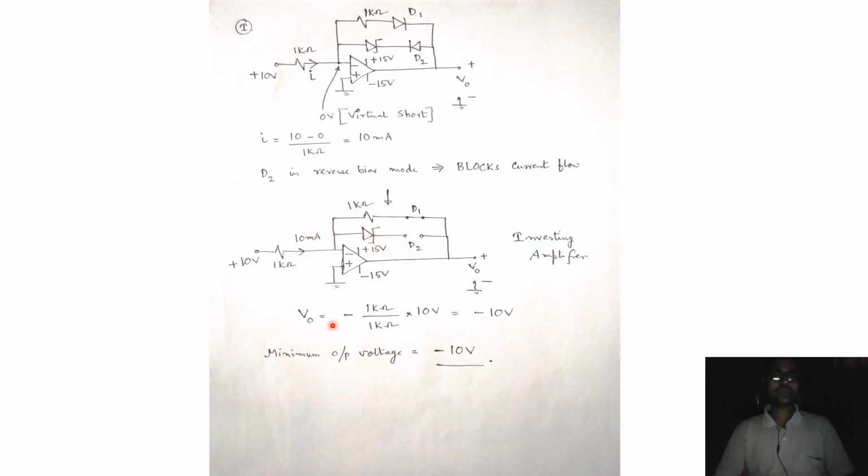So V0 becomes equal to negative of 1 kilo ohm divided by 1 kilo ohm multiplied by 10 volts. So V0 becomes equal to negative 10 volt, and this is the minimum value that is achievable for the output voltage. Note that the saturation voltage is minus 15 volt and we are less than that. So minus 10 volt is the minimum value for output voltage.